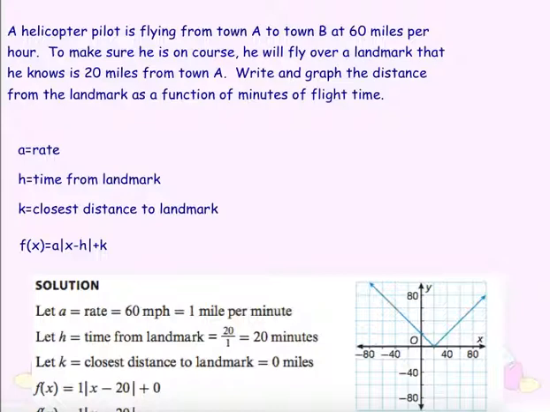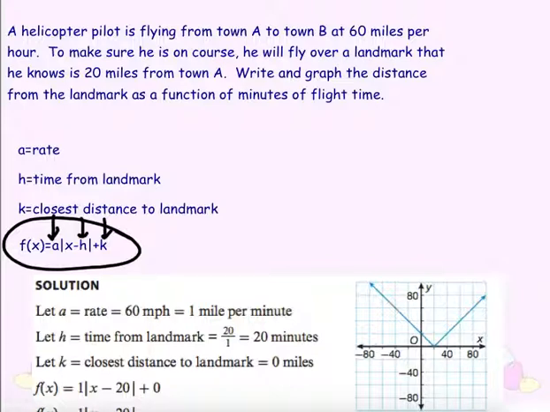So we have lots of different information here. Now we can put it into this general formula for an absolute value function. We've looked at all of these things. The K is our vertical translation. H is our horizontal translation. And A is our constant here that either stretches or compresses. It's our dilation. So each of these, A is always going to be our rate. Just like anything, the slope that we give something, the constant that we give something is always the rate. H we can talk about as the time from the landmark, and K is the closest distance to the landmark.